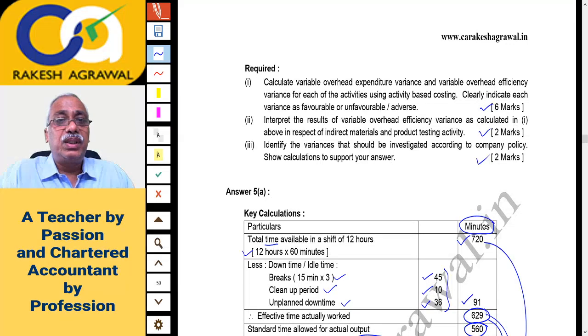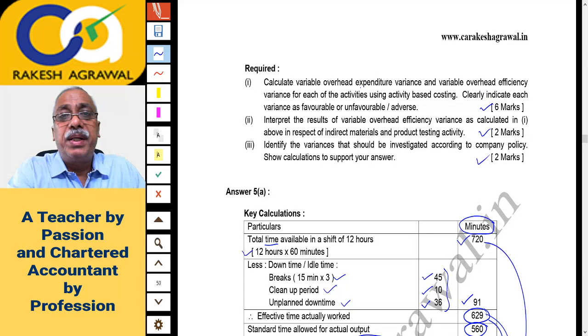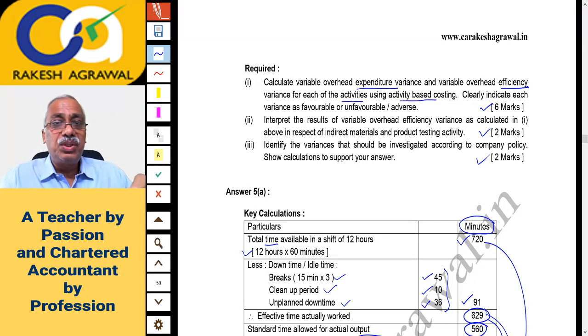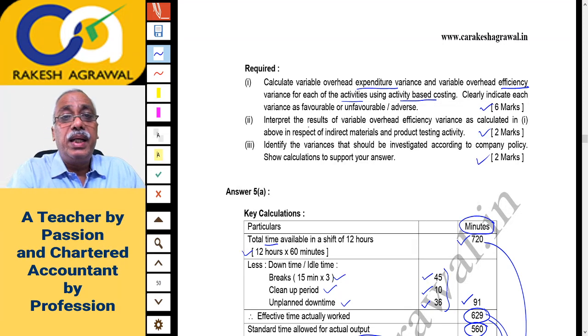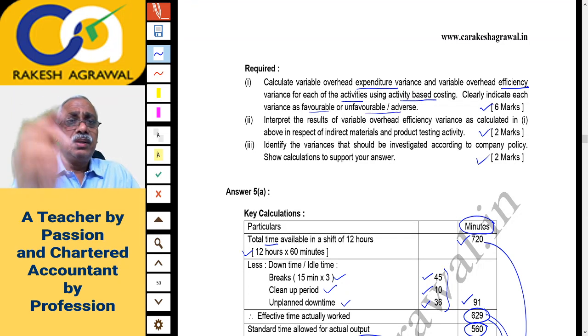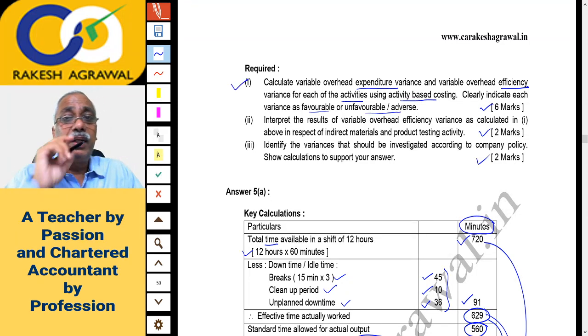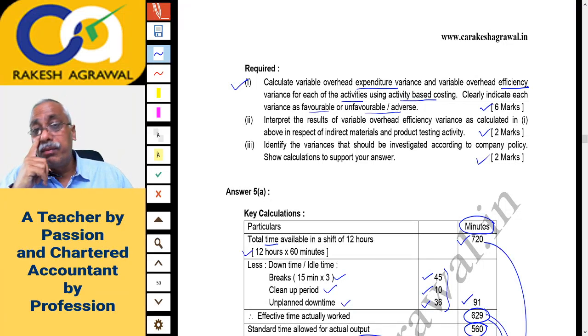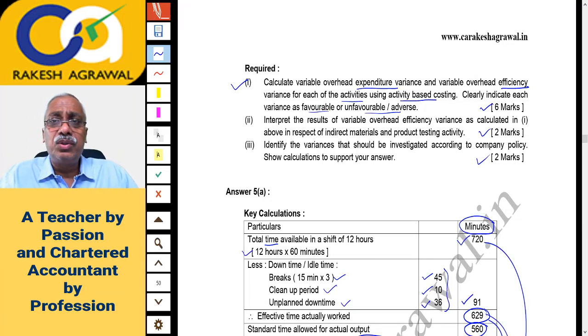Out of which the first question is: calculate variable overhead expenditure variance and efficiency variance for each of the activities using activity based costing. So it's a mixture of your standard costing with activity based costing, and clearly indicate each variance as favorable or unfavorable, that is adverse. So this is a practical question where you have to calculate the variances. Expenditure variance also you have to calculate. Efficiency variance also you have to calculate.